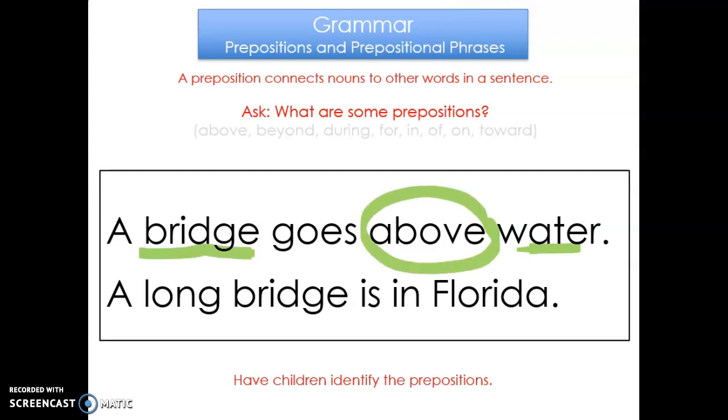It's above the water. A long bridge is in Florida. So we want to know where the bridge is. It is in Florida. So our preposition is in. Now, also in this sentence, we have the word long. Long is our adjective. It describes the bridge.